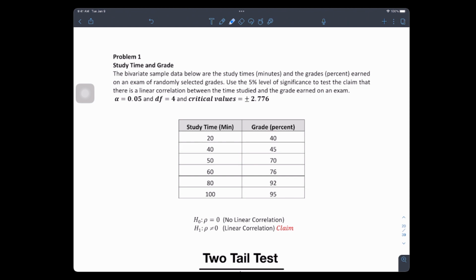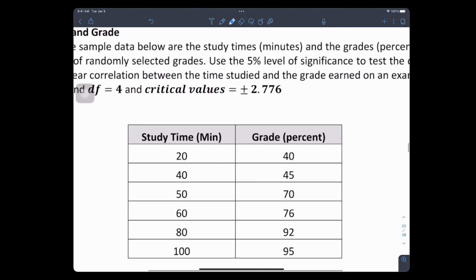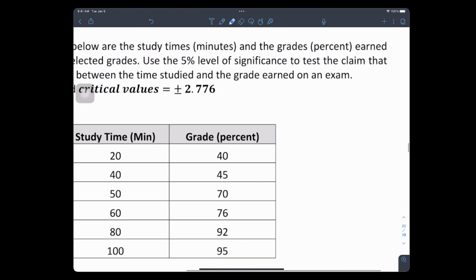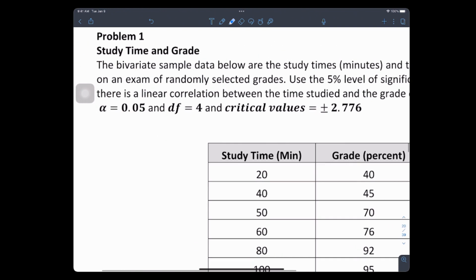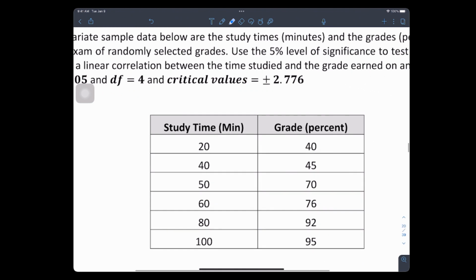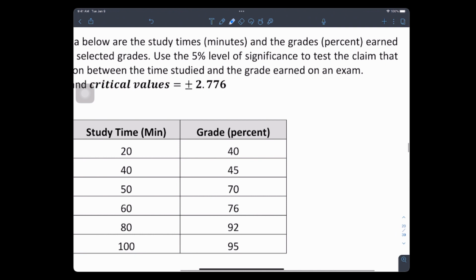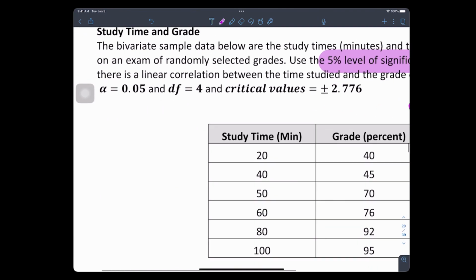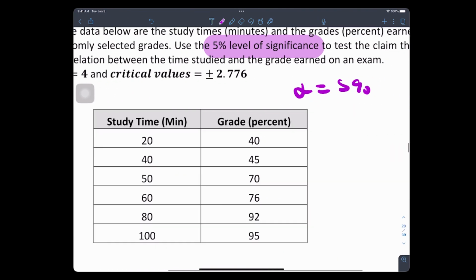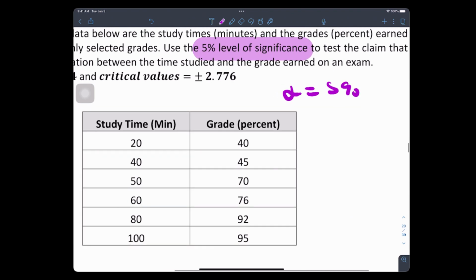Study time and grade. Oh, I should have started with this one today. Darn it. What does it say? Bivariate sample data below are the study times in minutes and the grades in percent earned on an exam of randomly selected grades. Use the 5%. There's my alpha. Remember, they like 5%. Alpha, 5%. Low significance. Oh, I'm going to write that down. To test the claim that there is a linear correlation between the time studied and the grade earned on exam. What do you guys think? Does that kind of sound like there possibly is a linear correlation? Or is it random? What are they saying?